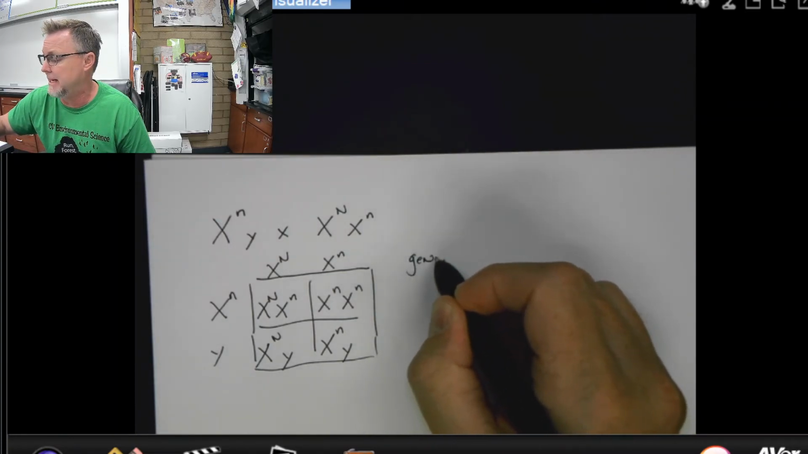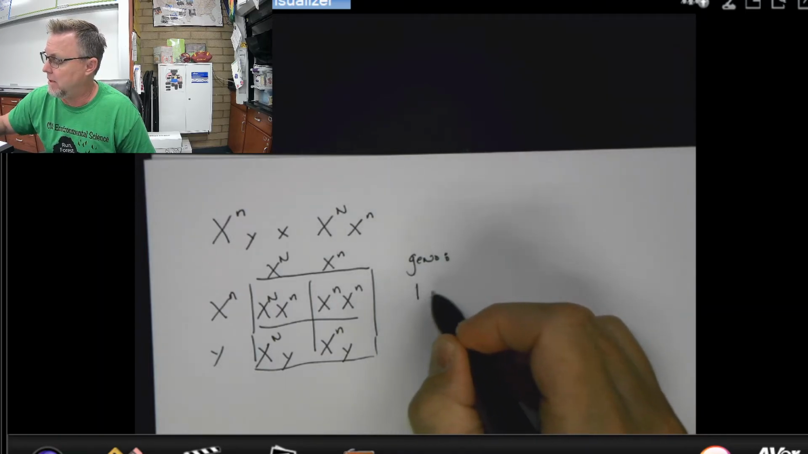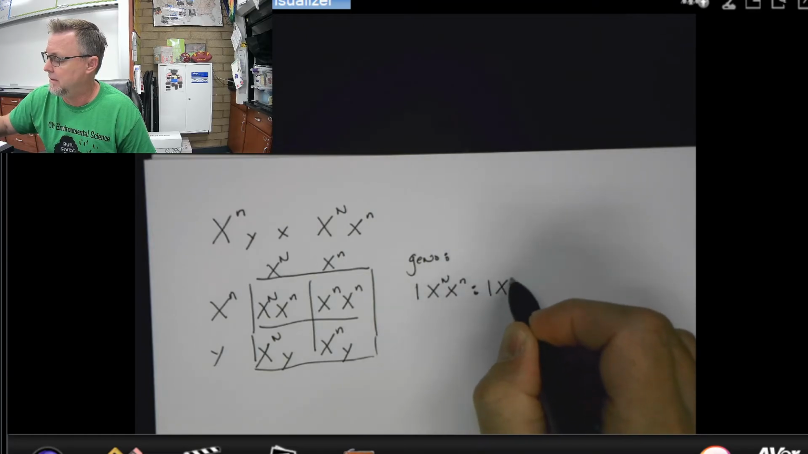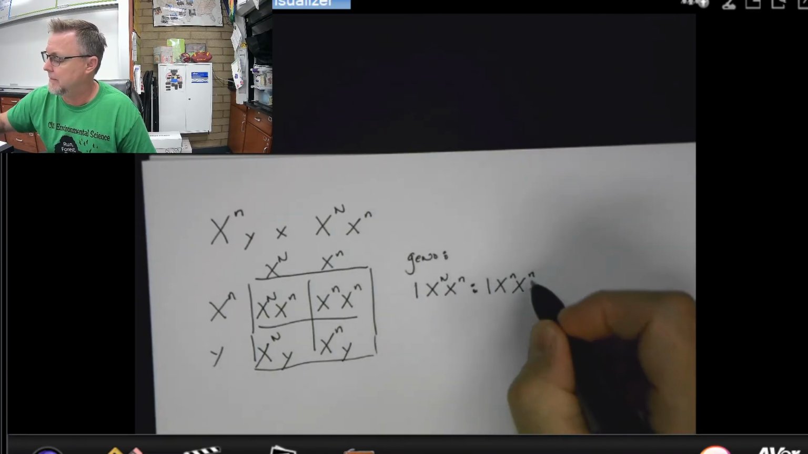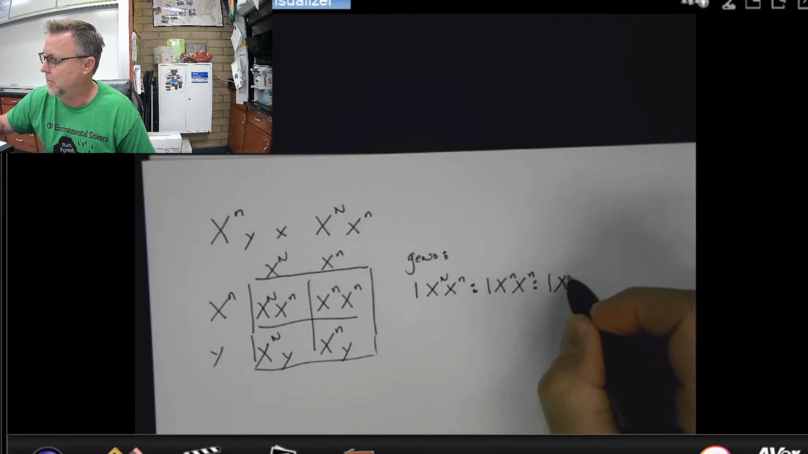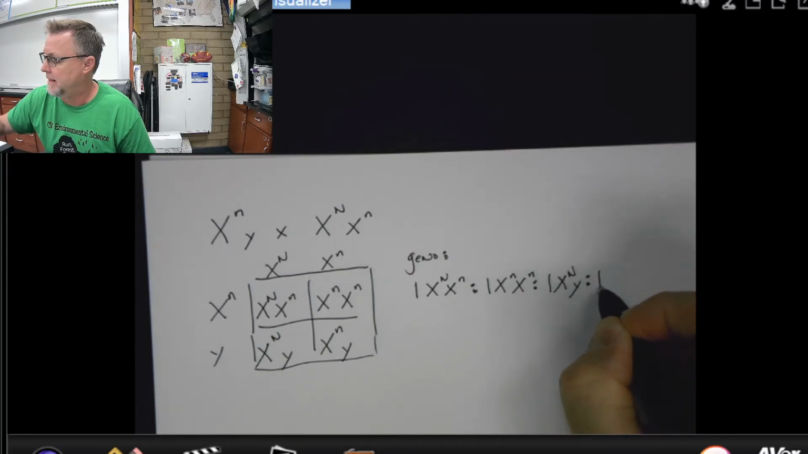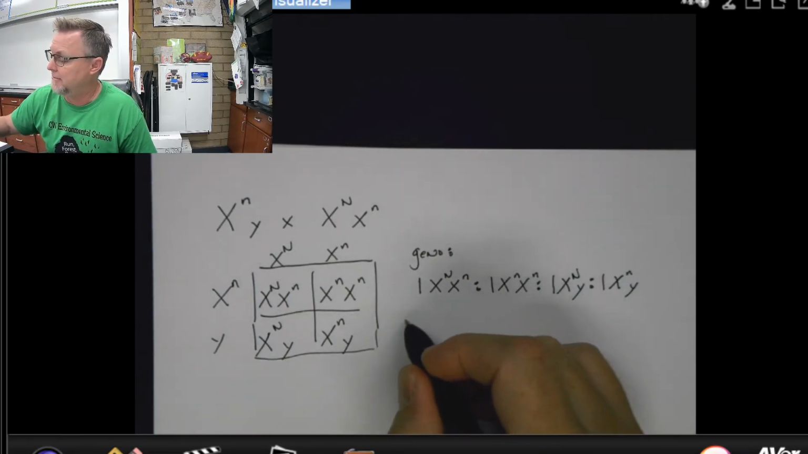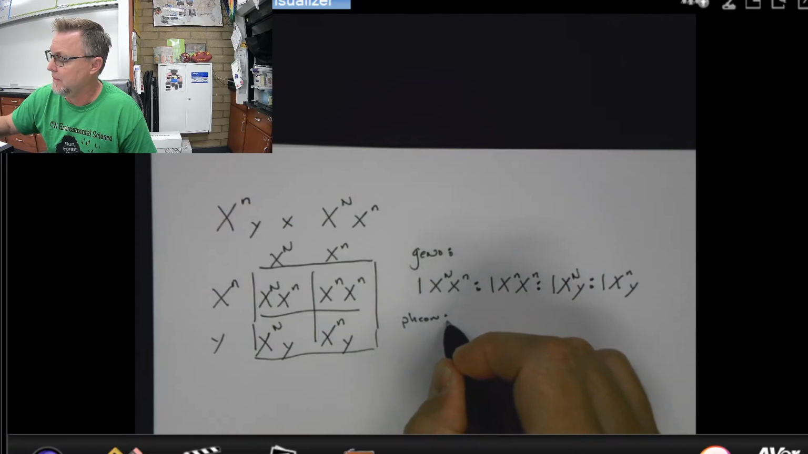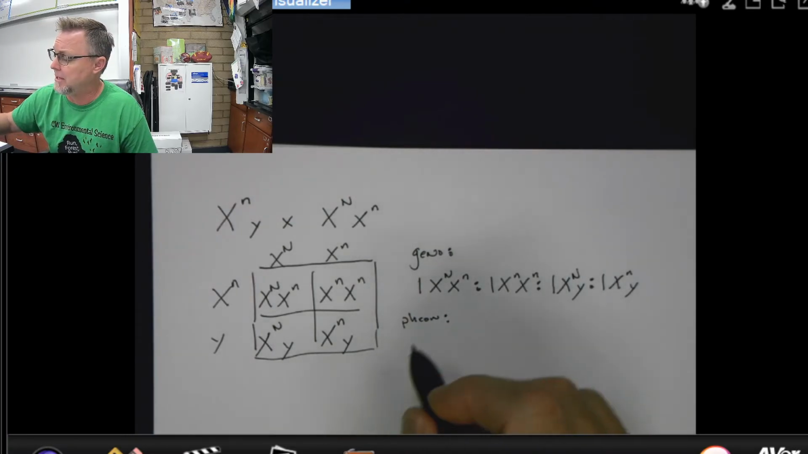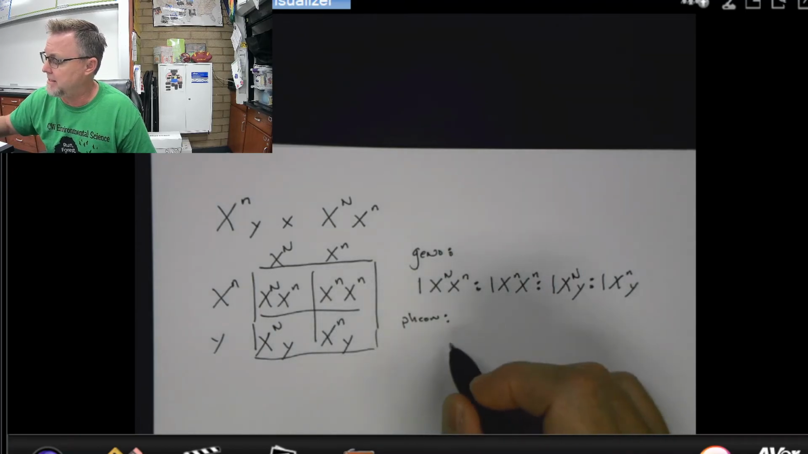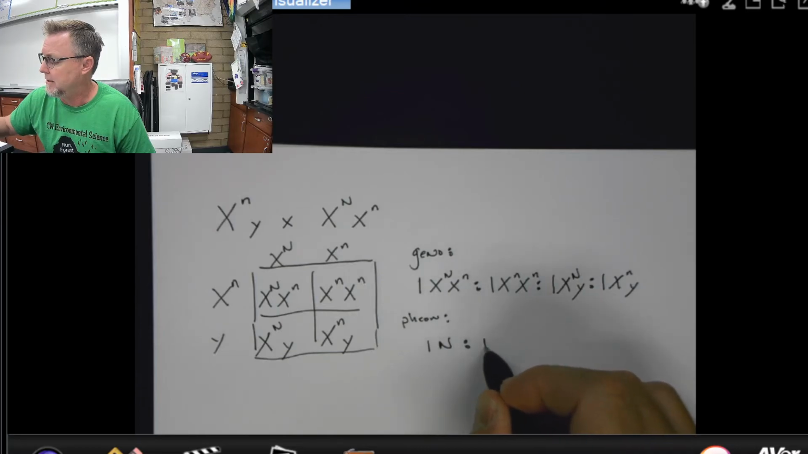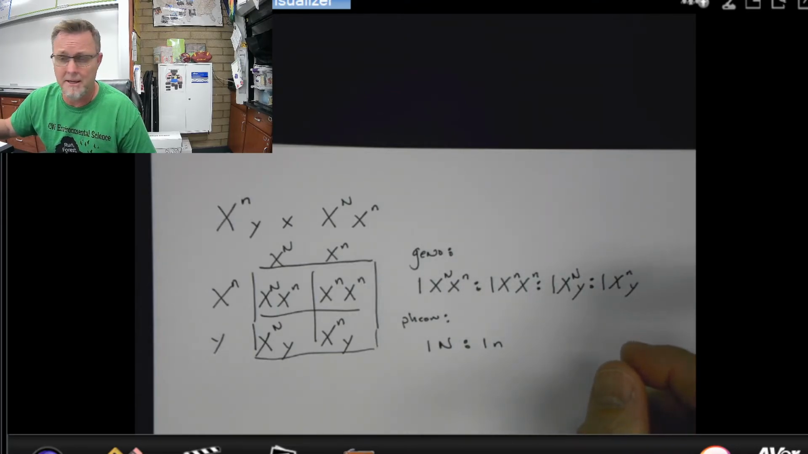So your genotype would be one girl like this, one girl like that, and one boy like this, and one boy like that. That's your genotype. Your phenotype, well, if we ignore gender here and just go with color blindness, you can see that for every individual that has normal vision, one big N, you're going to have one little n, colorblind.